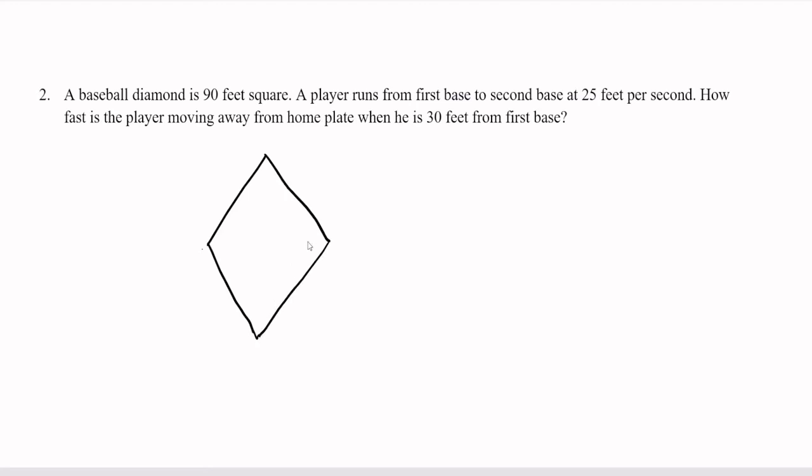A player runs from first base to second base. So this is first base, this is second base, and the person's running. Look at me go. Woohoo! Okay, I'm running that way. And we know that they run at 25 feet per second. So there's your derivative we're going to need. How fast is the player moving away from home plate when he is 30 feet from first base?